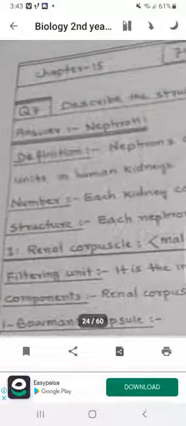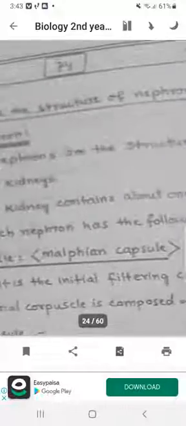Bismillahirrahmanirrahim. Question number 7. Describe the structure of nephron.